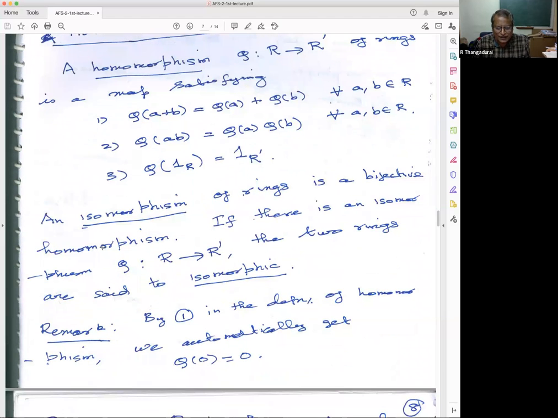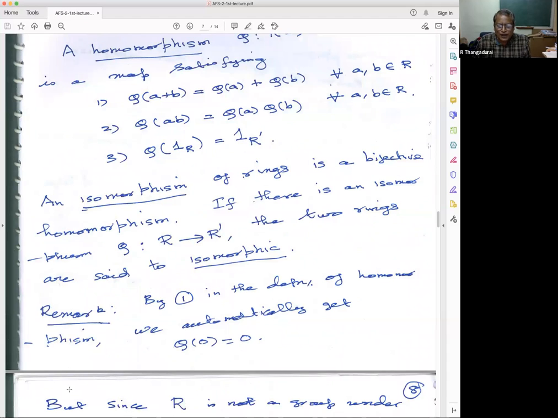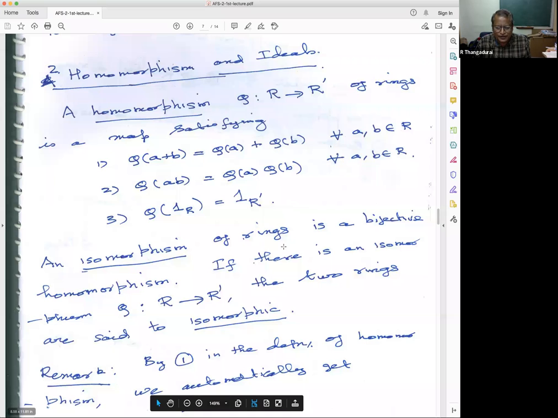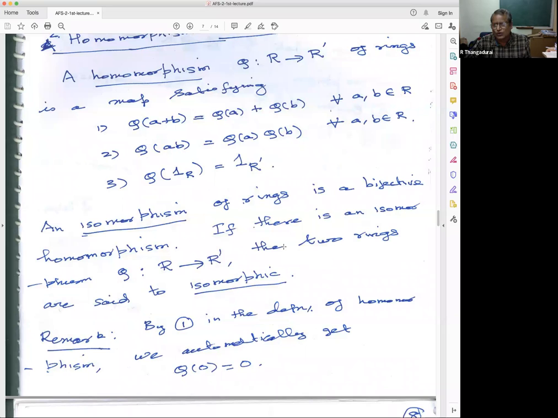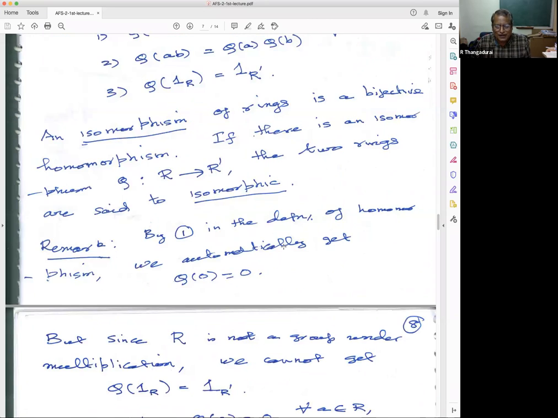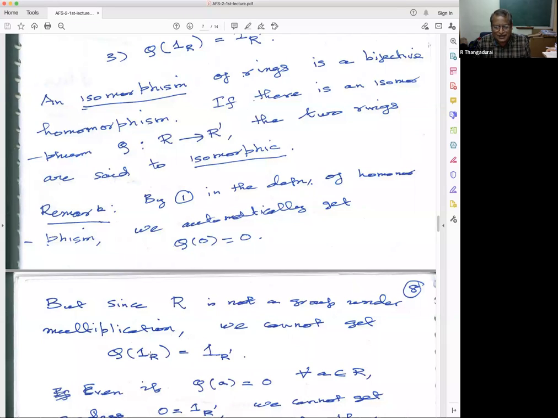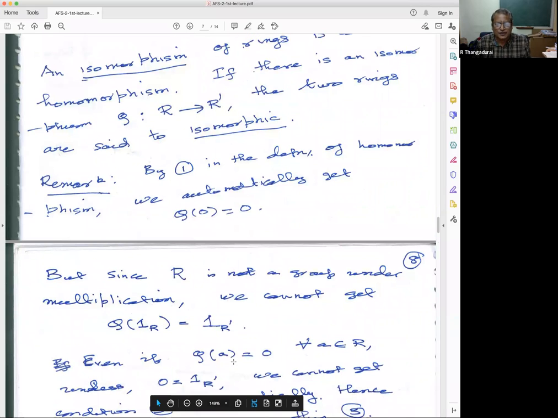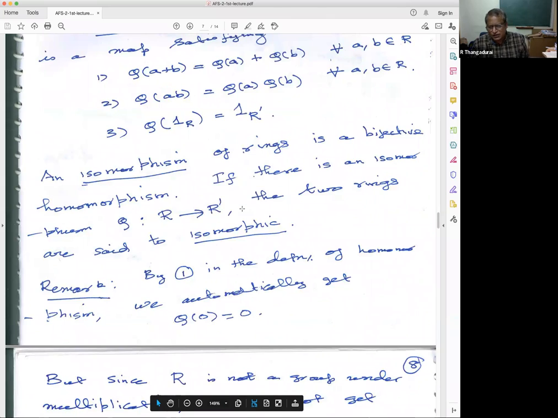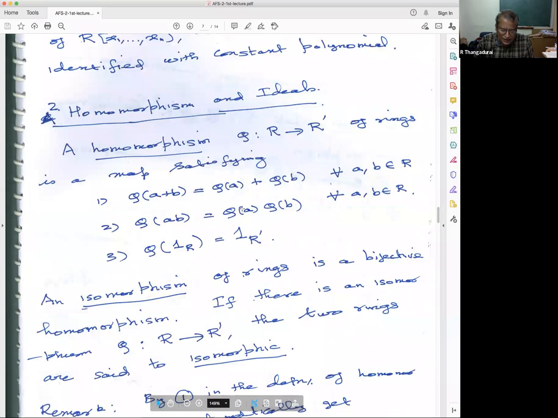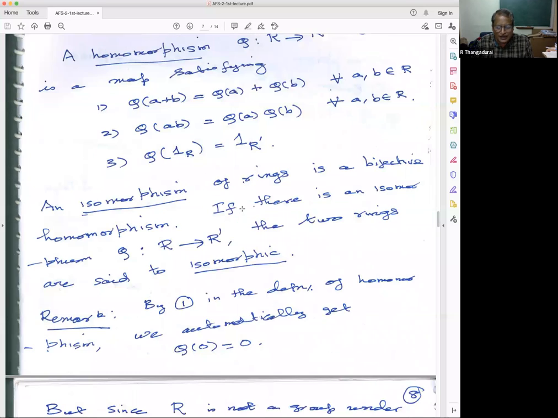So some trivial remarks. By the first condition in the definition of homomorphism, we automatically get phi of 0 equals 0. But since R is not a group under multiplication, we cannot get phi of 1R goes to 1R prime; we have to impose this condition. That's why we keep three conditions. For us, a ring R always has 1R inside. This is not a standard definition of a ring. If you check a different book, 1R need not exist in the ring R in the definition of a ring. Here we are insisting on it.